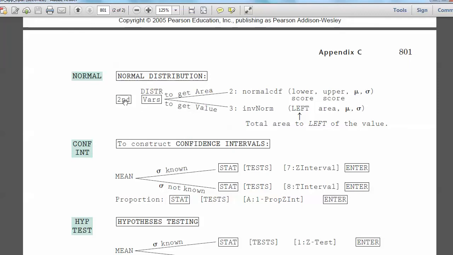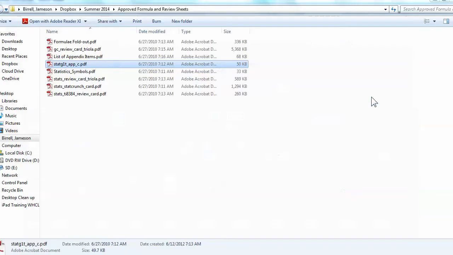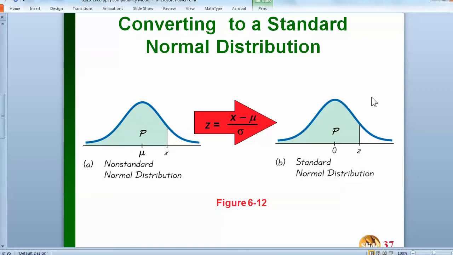You can click second vars, and then to get the area that's under the curve, you can put in whatever the lower score is, whatever the upper score is, and then nothing else if it is a standard normal distribution. Just leave these two spots blank, because it will assume by default that the mean is 0 and that the standard deviation is 1. And I can demonstrate that too. Alright.